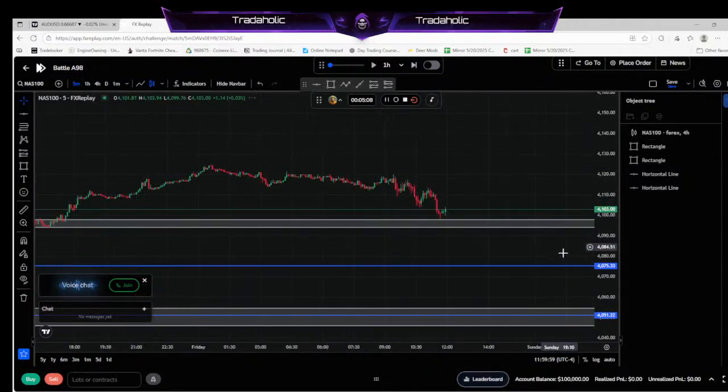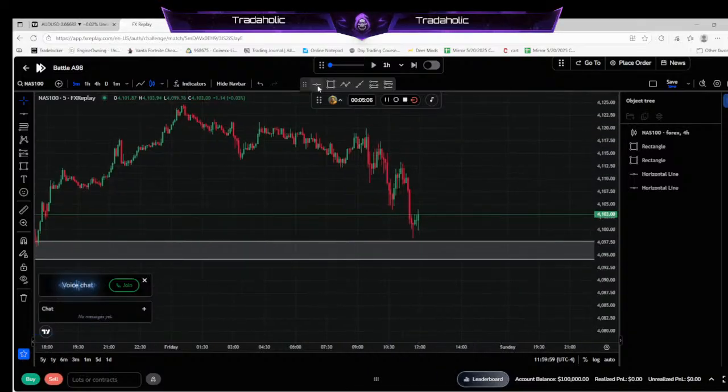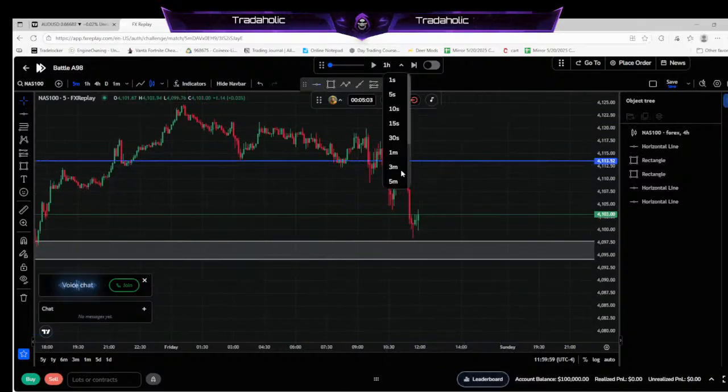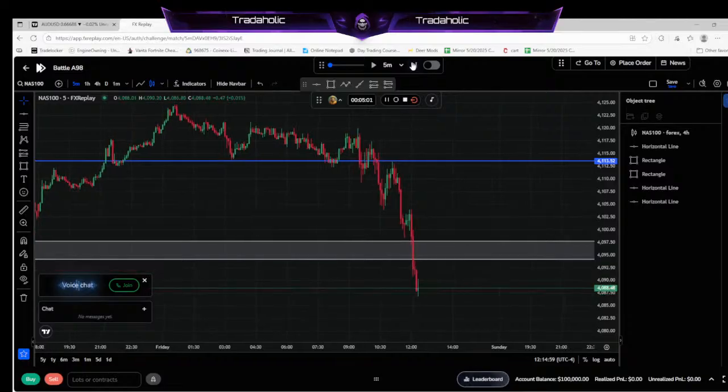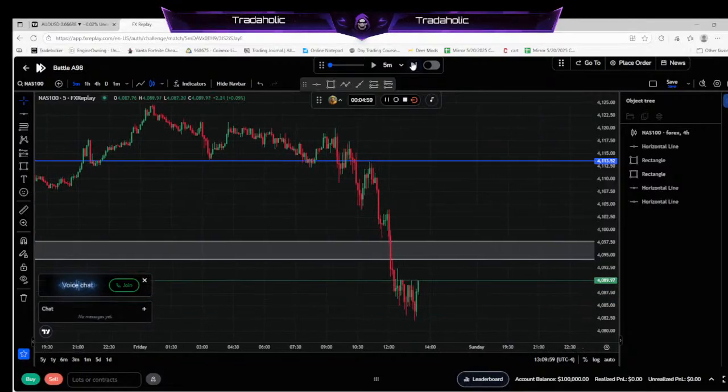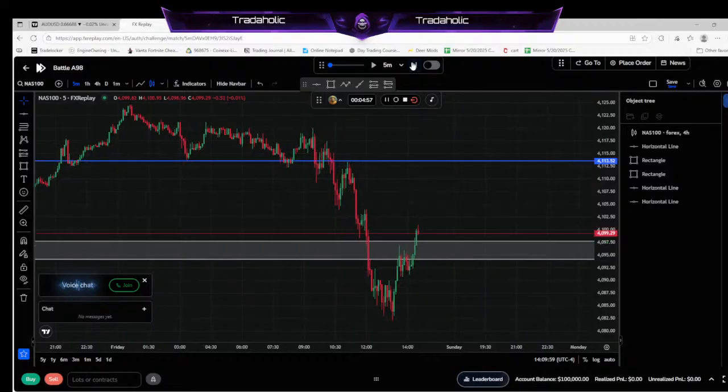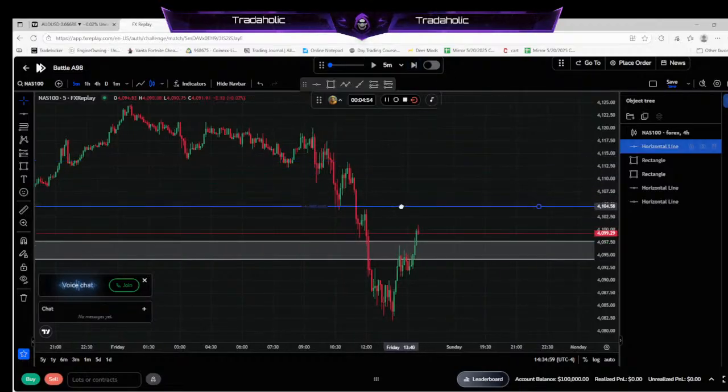Let's go to the 5-minute chart for entry. We're looking at buys at the break of this high here. Let's slow it down. If we don't get a break of that high, we don't get a trade, which is fine. Okay, we're going to look at the buys at the break of this high now.